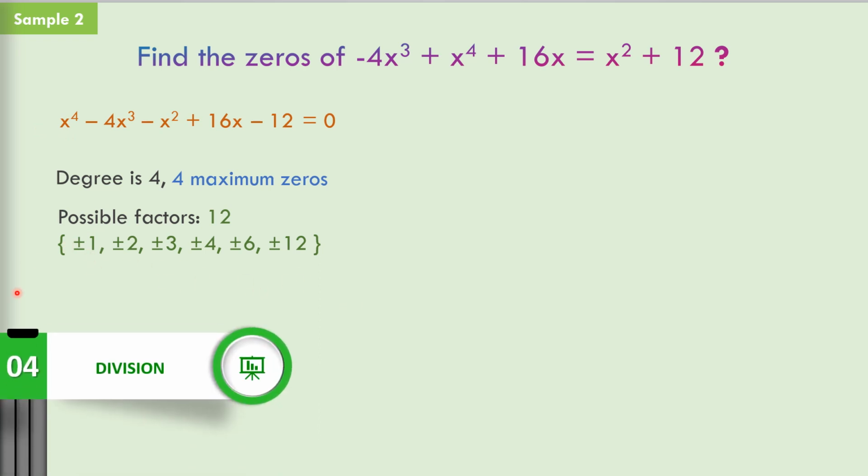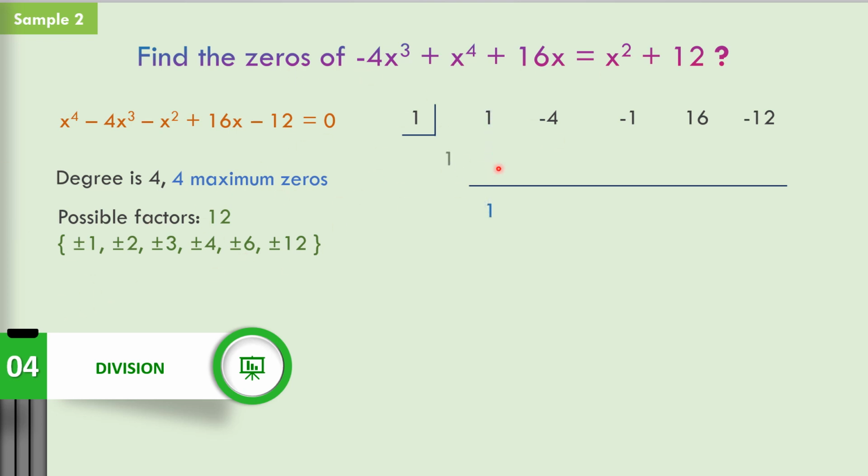Okay, next, fourth step. Let us divide using synthetic division. So, get the numerical coefficients of the polynomial equation. So, 1, negative 4. Numerical coefficient of x squared is negative 1, positive 16, and negative 12. Let us try positive 1 to see if it is one of the zeros of this polynomial equation.